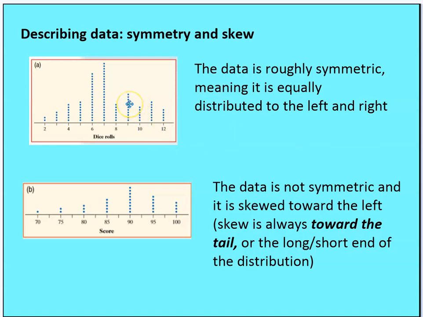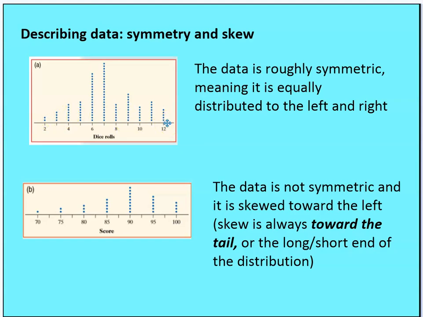All right, so we want to talk about describing the data with symmetry and skew. And so typically in life, things are not perfectly symmetric. So we say they're roughly symmetric for symmetry. So if you take a look at a dot plot, a list of die rolls where you had 2 die and you rolled the die and you ended up with a sum, and the sum value is going to range between 2 and 12.